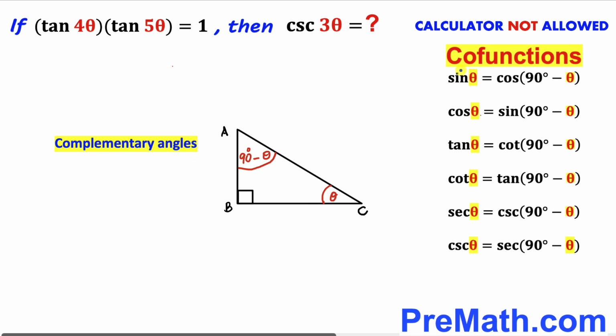So the functions sine and cosine are cofunctions, since these two angles are complementary angles. Likewise, tangent and cotangent are cofunctions. And finally, secant and cosecant are cofunctions as well. Since the sum of these two angles is going to be equal to 90 degrees, no wonder we call them complementary angles.